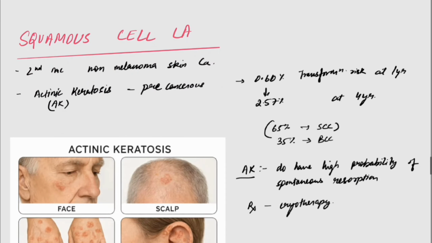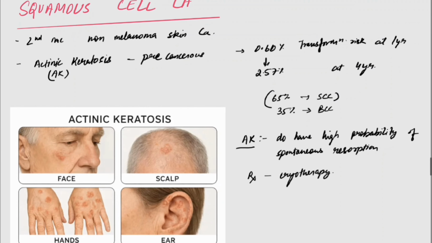Now coming to the squamous cell carcinoma, it is the second most common non-melanoma skin cancer. Now coming to some pre-malignant lesions which can lead to squamous cell cancer. The first lesion is actinic keratosis. It is precancerous. There is a 0.60% risk of transformation at 1 year, which increases to 2.57% at 4 years.